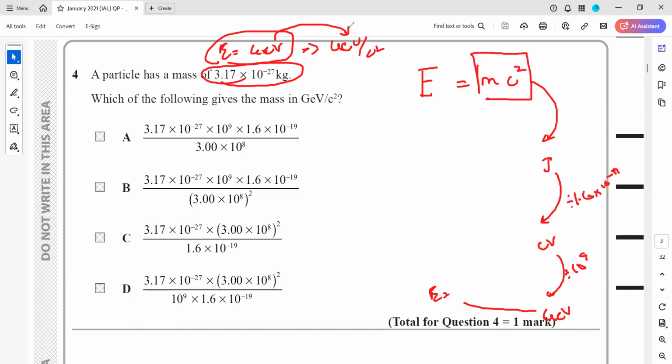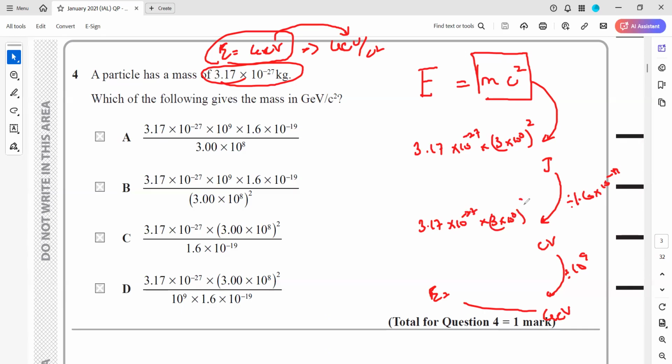If they said convert to giga electron volt per c square, then I will divide by 3 into 10 to the power 8 square. So here the mass is given. So 3.17 into 10 to the power minus 27 multiplied by 3 into 10 to the power 8 square. This will give us energy in joules.